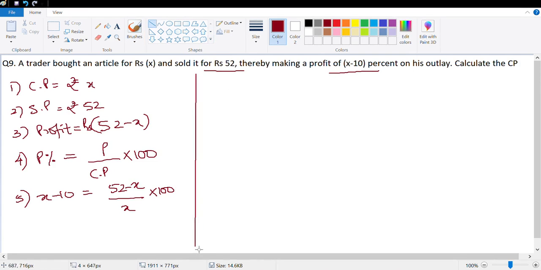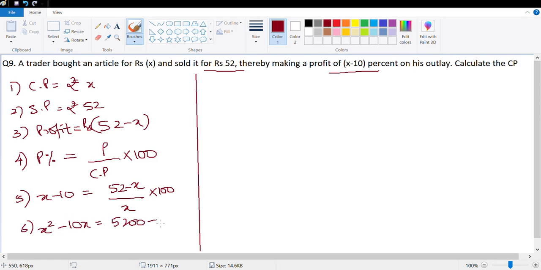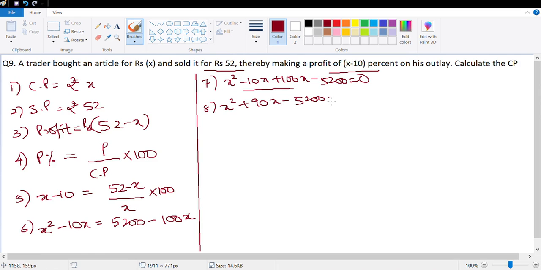Now we will get a quadratic equation. So this is cross multiply. X square minus 10x is equal to 52 into 100. That's 5200 minus 100x. Let's take everything on one side. So we have x square minus 10x plus 100x minus 5200 is equal to 0. This is x square plus 90x minus 5200 is equal to 0.